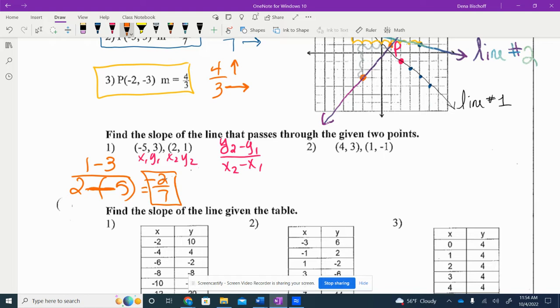All right. Who wants to do number 2? Kate, what method are you going to use? I'm gonna do the Y2 minus Y1. Okay, go ahead and do it up on the board, and I'm just going to label these.